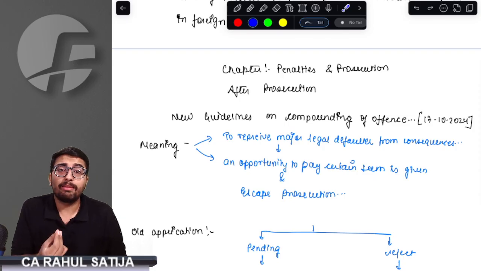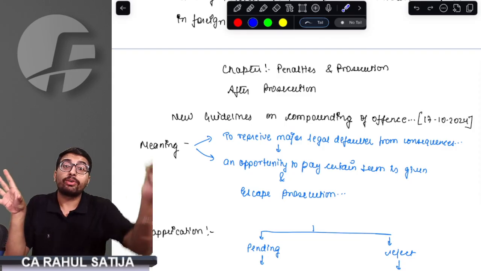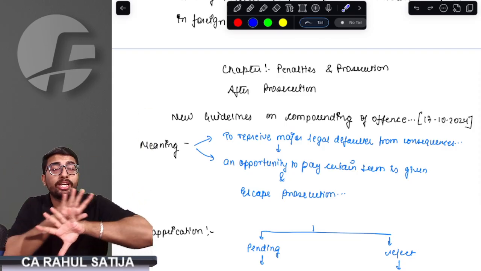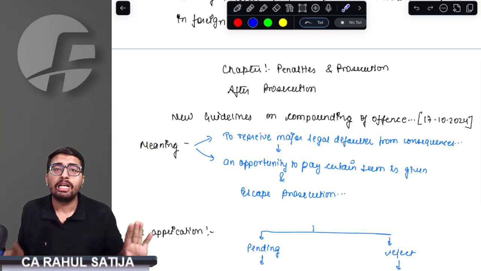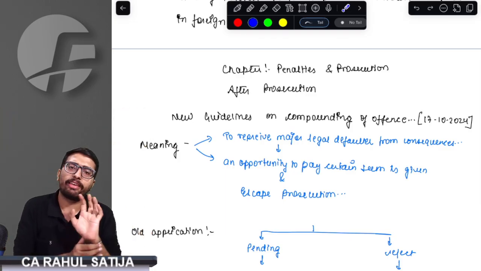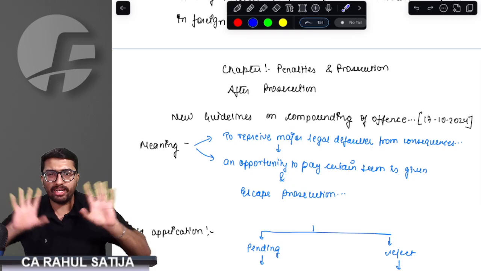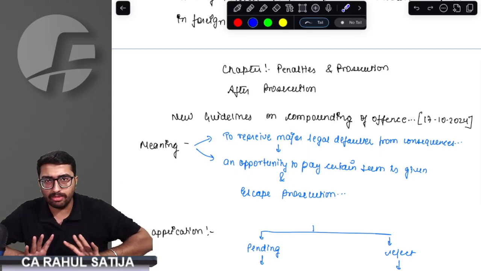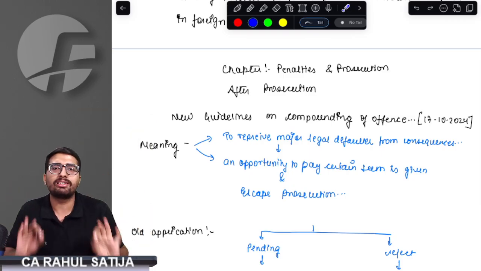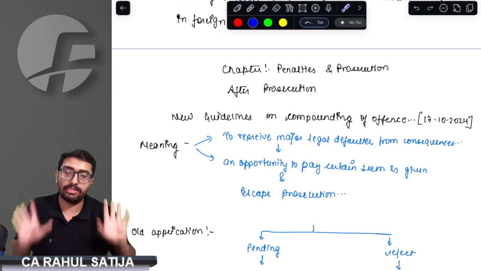Sir, what happens? Sometimes prosecution is not even initiated. Even if no prosecution is initiated, you can still pay the compounding fees and reprieve yourself from any future imprisonment. If no proceedings have been initiated and you know that you have made certain mistakes, you can pay the compounding charges and save yourself from imprisonment. You can do it in advance.